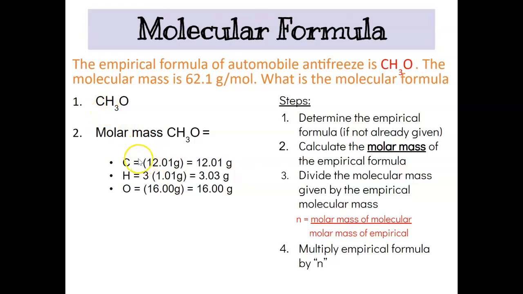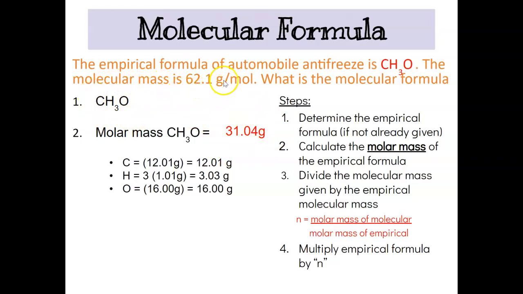So we have 1 carbon, so we would do 1 times 12.01, which again comes from the average atomic mass on the table. 3 hydrogen times 1.01, and then we have 1 oxygen, which is 16 grams. Again, all of these numbers in parentheses come from the average atomic mass on the table. And I know I say that over and over again, but it just seems to be the place where students get tripped up, which is finding the molar mass. So let's add these up. So 12.01 plus 3.03 plus 16 will give us 31.04 grams. So this is the molecular mass of our empirical formula.